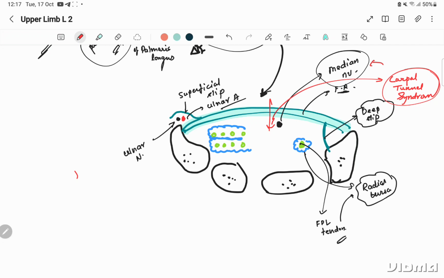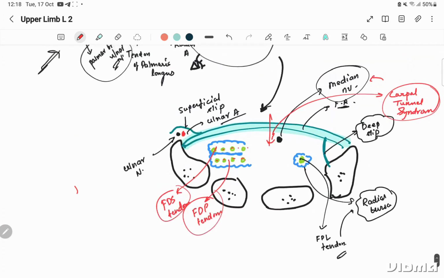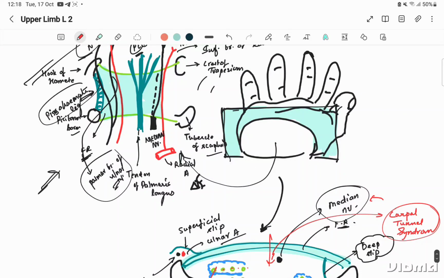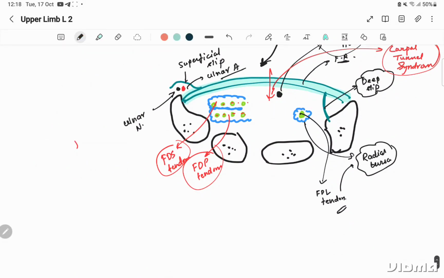Here we have the FDP tendons, and here we have the FDS tendons. We know FDP and FDS tendons are 4 in number, so 4 tendons of FDS and 4 tendons of FDP, and there is also a bursa surrounding both. So here we complete our flexor retinaculum. Let me first revise the flexor retinaculum a bit.